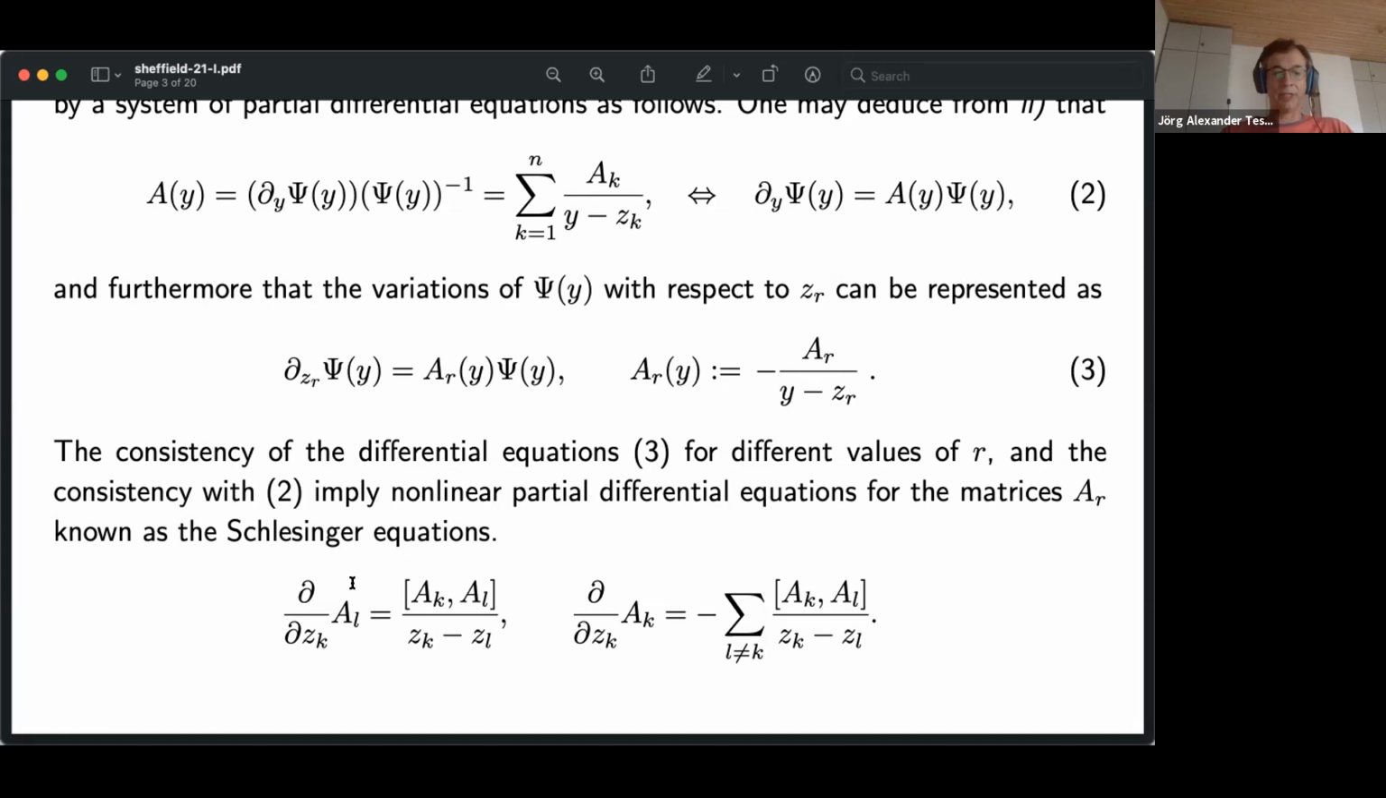So when we differentiate AL with respect to ZK, it's something nonlinear, the commutator of AK with AL over ZK minus ZL. And there's something similar for the diagonal possibility where we differentiate AK with respect to ZK, where we then get the sum over all possible such terms like here. Well, not all possible, the one where L is equal to K is left out in this sum. These are famous nonlinear partial differential equations, which are known as the Schlesinger equations.